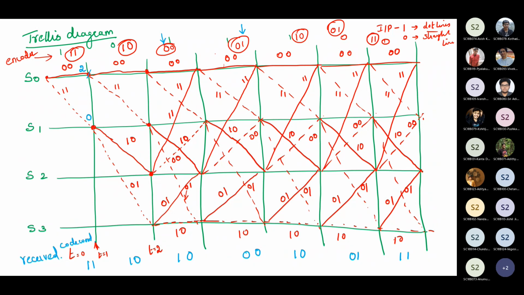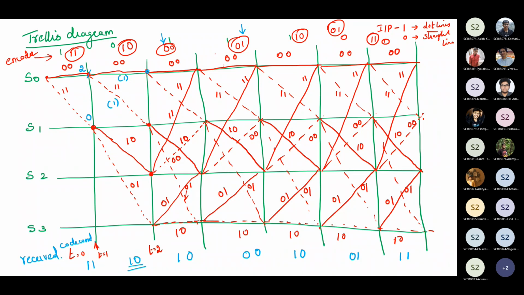I am writing at this node, the Hamming distance is 0. Next, what is the input to the decoder? The decoder input is 1, 1. Now we will compare 0, 0 and 1, 0. Here the Hamming distance is 1. Next, 1, 0 with 1, 1 we are comparing, the Hamming distance is 1.